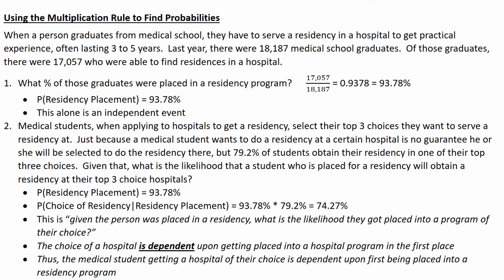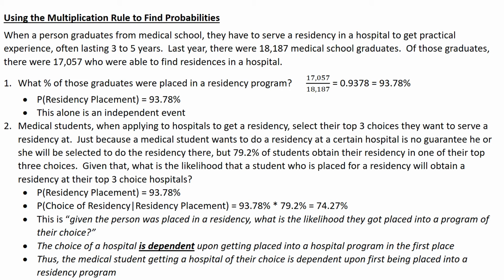Now, last year, there were 18,187 medical school graduates. And of those graduates, 17,057 were able to find a residency. What percent of those graduates were placed in a residency program? It was 17,057 out of 18,187, which is 0.9378, or 93.78%. So the probability of a medical student getting a residency placement is 93.78%. This is independent.